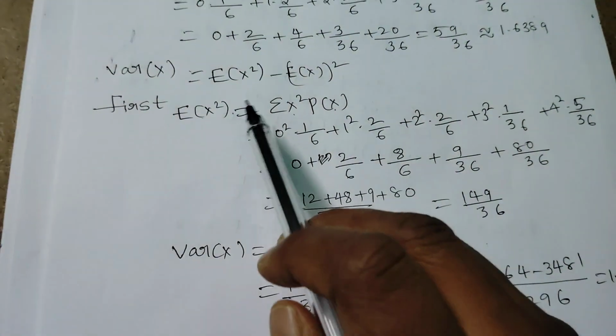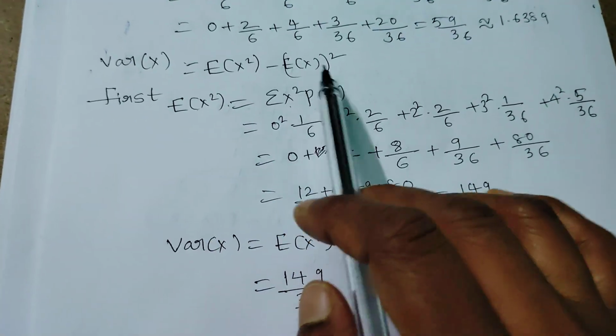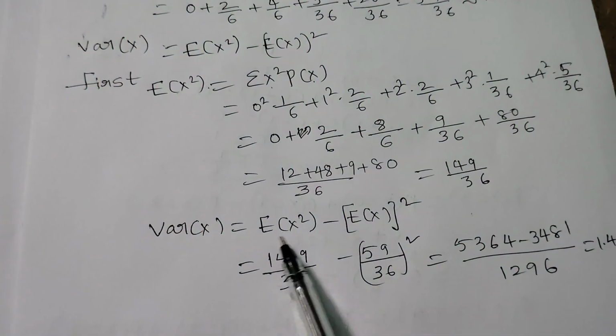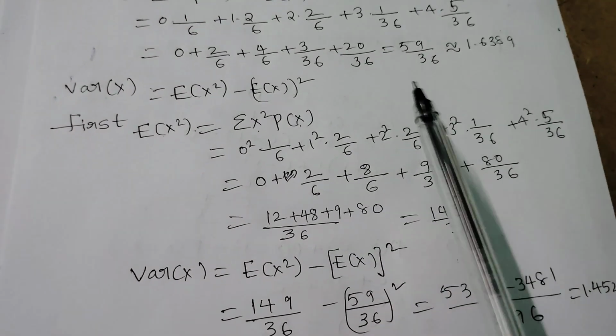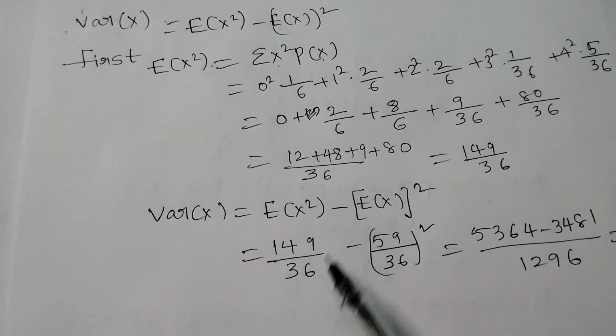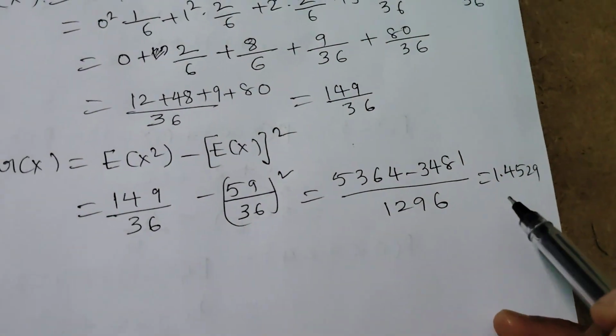But our variance formula is what? E of X square minus E of X whole square. The E of X square value is 149 by 36 minus the E of X value, which is 59 by 36, whole square. Using the calculator, we get 1.4529.